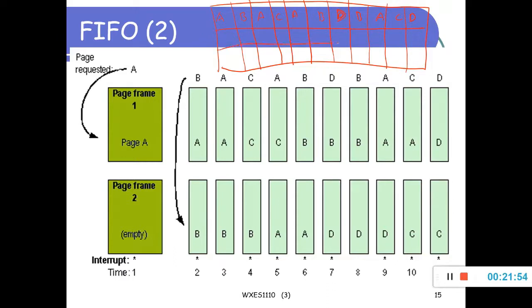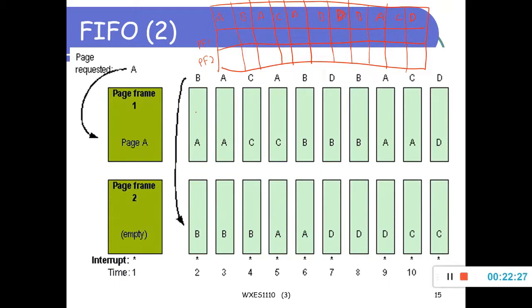This one is page frame 1, and page frame 2. So A has to come in, and the page frames are empty. The jobs to be processed have the following page order: A B A C A B D B A C D. When both page frames are occupied, each new page brought into memory will cause an existing one to be swapped out to secondary storage.